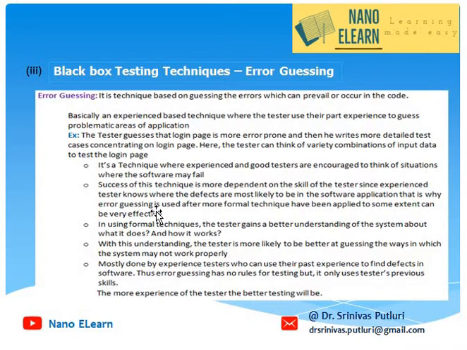That is why error guessing, used after more formal techniques have been applied to some extent, can be very effective. In using these formal techniques, the tester gains a better understanding of the system, about what it does and how it works. With this understanding, the tester is more likely to be better at guessing the ways in which the system may not work properly.